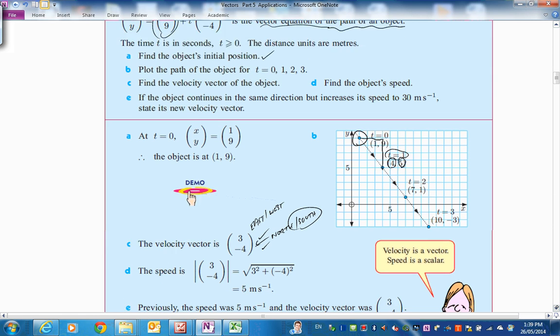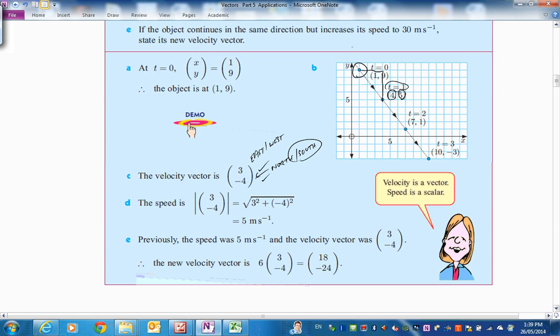Each time unit that passes, the effect on our position is going to be 3 more in the x, 3 more in the east, and negative 4 in the y, which means 4 units south. Hey, this is interesting. And what would the speed be? Well, if this is the velocity vector, speed is the size of the velocity, so it's the size of that vector. Pythagorean triple here, 5 metres per second.